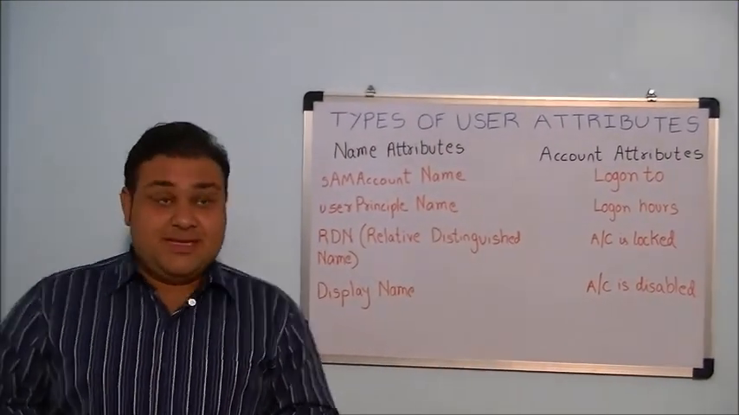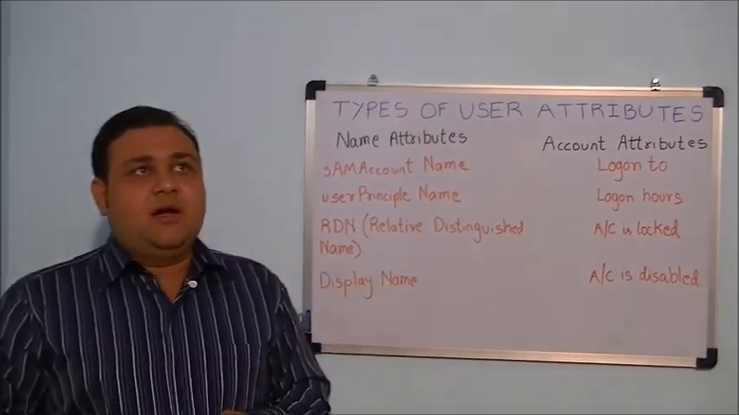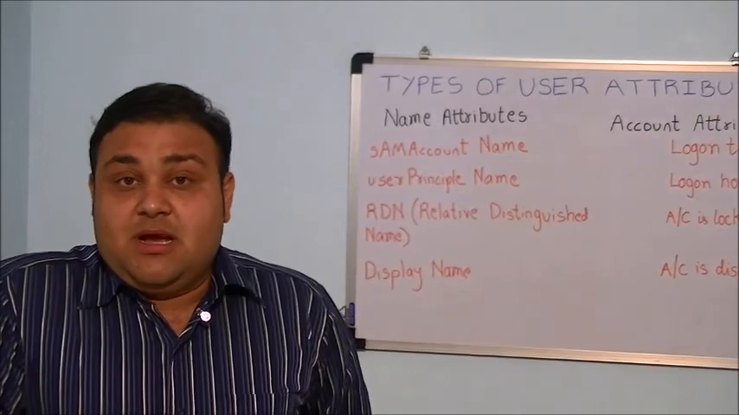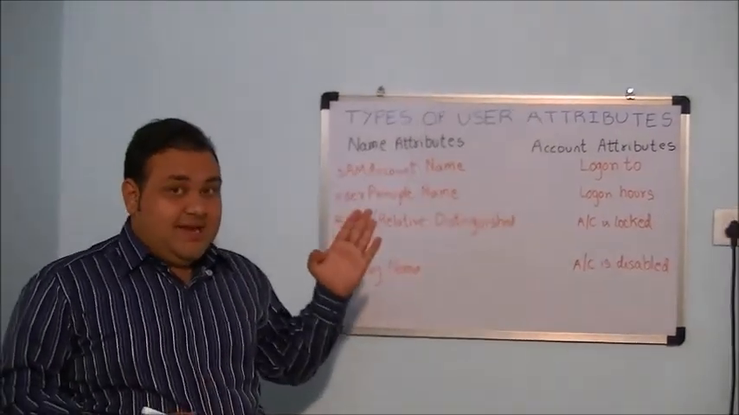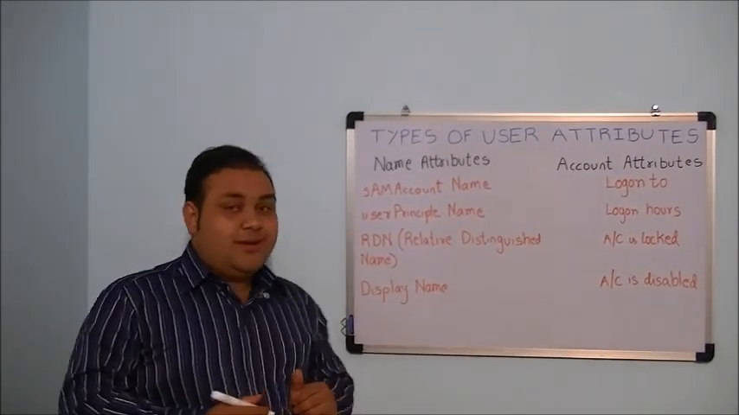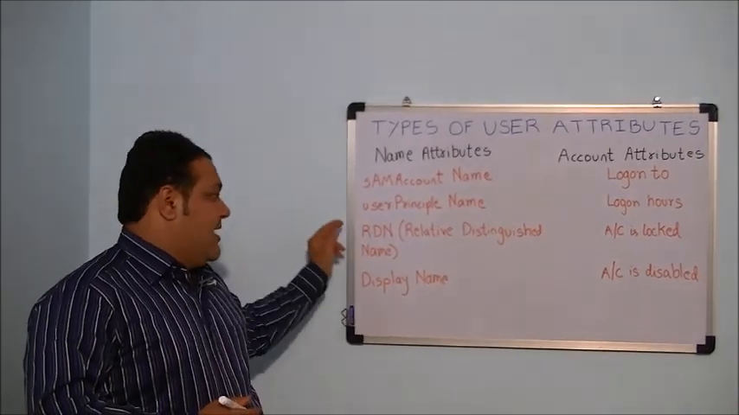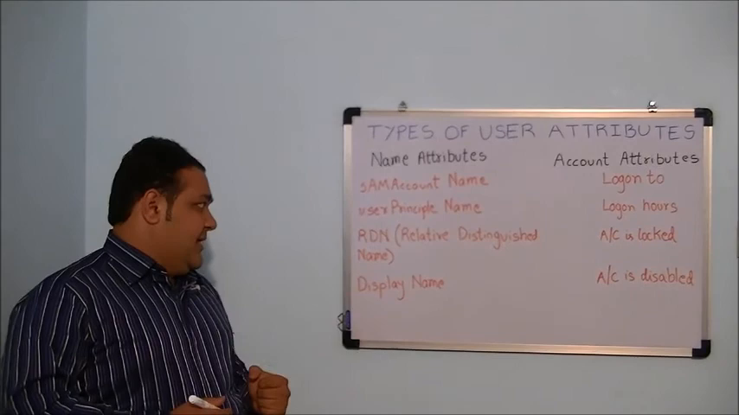Now we'll understand technically what are the types of attributes with the user account. There are 2 types of user attributes: name attributes and account attributes. Name attributes are meant for identification purposes, and account attributes are meant for the configuration part. Now there are only 4 standard name attributes which I have mentioned over here: the SAM account name, user principal name, RDN or relative distinguished name, and the display name.